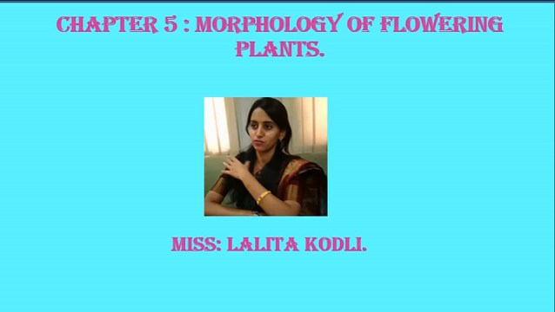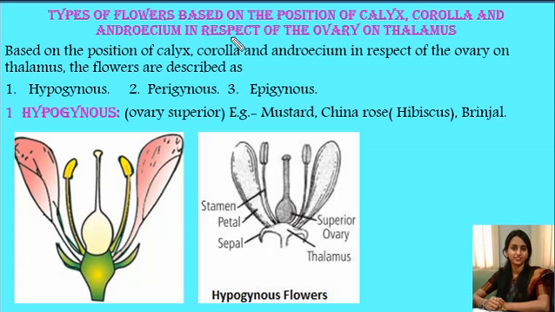Let us continue with the 5th chapter, that is morphology of flowering plants. In this video, let us discuss the types of flowers based on the position of calyx, corolla and androecium in respect of the ovary on the thalamus. Based on this, the flowers have been described into three types.